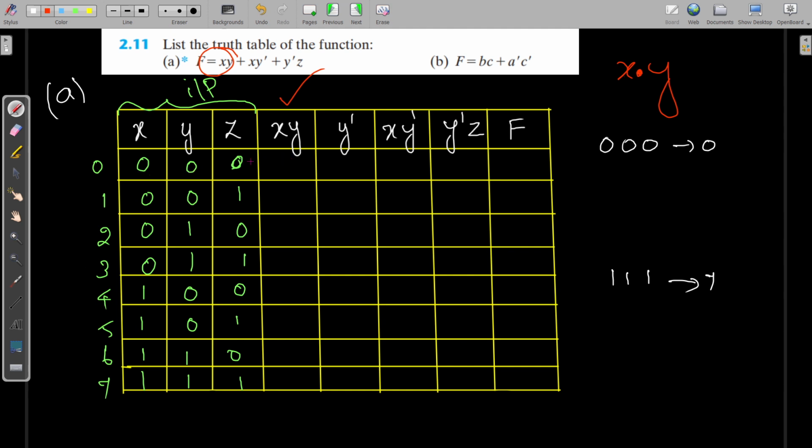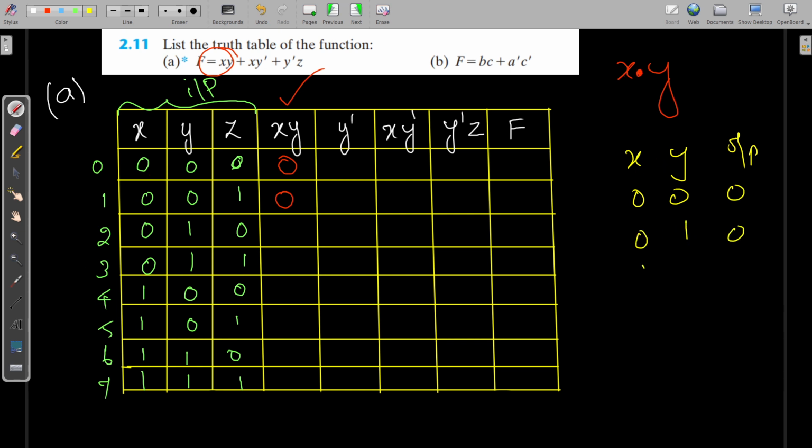0 and 0, so what is it? 0. Then between these two, 0 and 0, so it is 0. We know the AND operation. So what is ANDing XY? If it is 0 then 0 for AND operation. Whenever both the inputs are 1, the output is 1. Otherwise we have the output as 0.